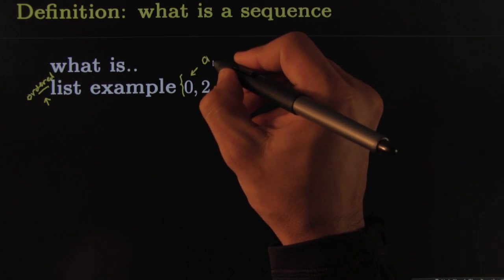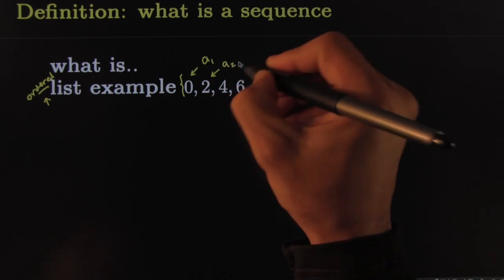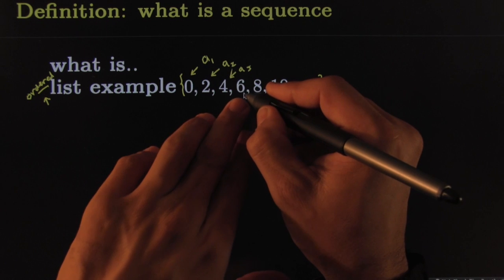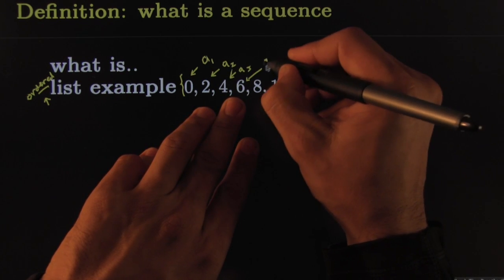Sometimes it's called A0, sometimes it's called A1. The second item is sometimes called A2. The third one is called A3, and you will never guess what they call the fourth item. I know, huh? They think about everything: A4.